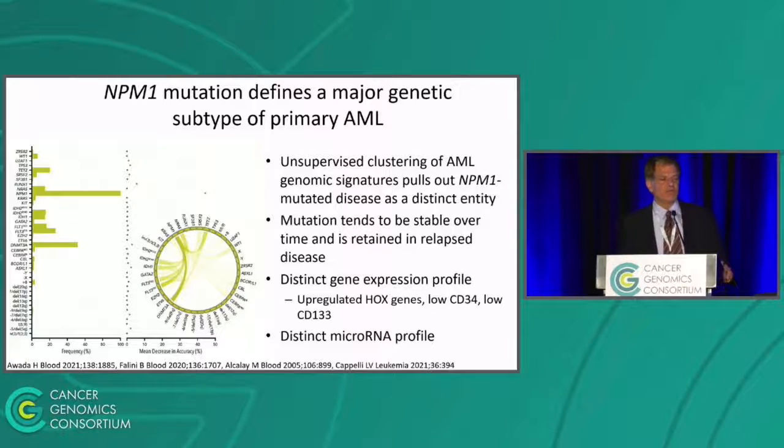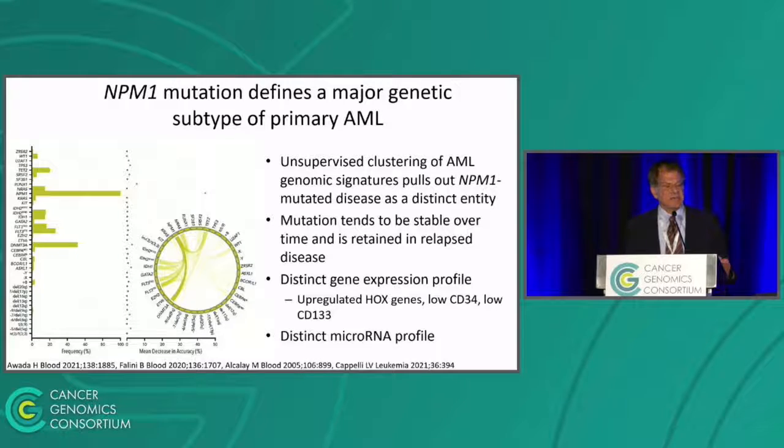So subsequent studies have also reinforced this, that NPM1 appears to define a major genetic subtype of primary AMLs. This is just a recent study that did unsupervised clustering of AML genomic signatures, which, in this machine learning-based algorithm, immediately pulled out NPM1 as a distinct disease entity shown here. This disease group was essentially 100% NPM mutated, and it was associated in subsets with those cooperating mutations I told you about. We also know this NPM1 mutation seems to be stable over time. When NPM1 mutated AML patients relapse, they usually relapse with NPM1 mutated AML as well.